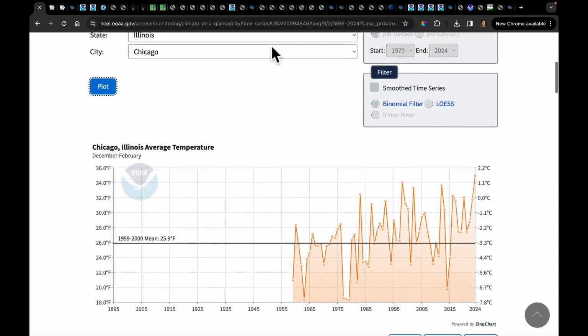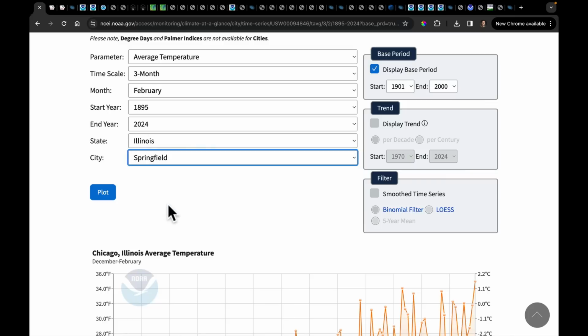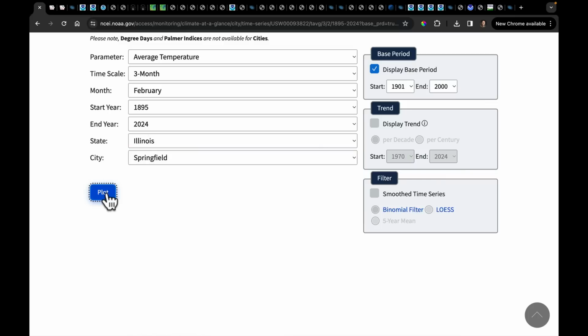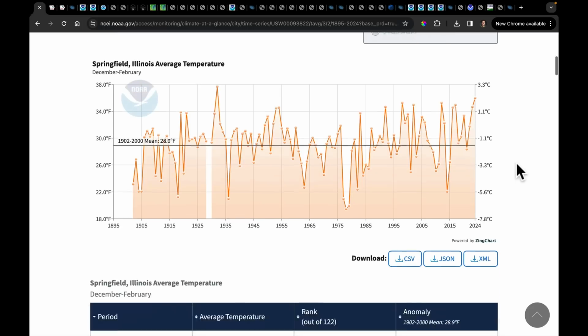Now, we have other stations across the state that have longer records. For example, if I go down to Springfield, that's actually my hometown, just in case anybody's curious. And we have data here going back to 1902 with only some missing data right in here, looks like in 1929. But again, something to point out, 1932 was the warmest on the data set, but we can see second place over here with 2024.